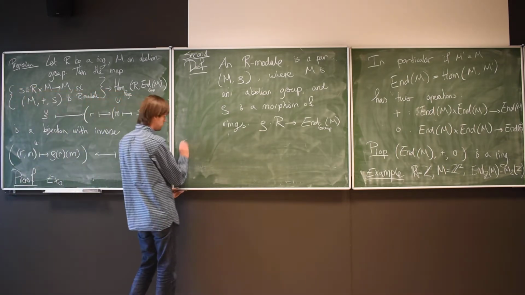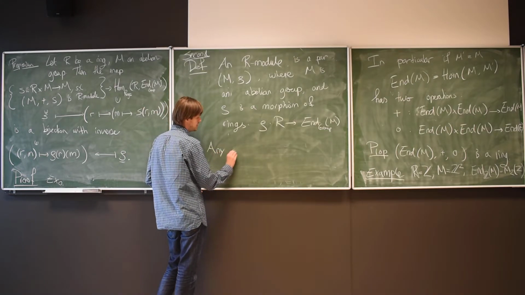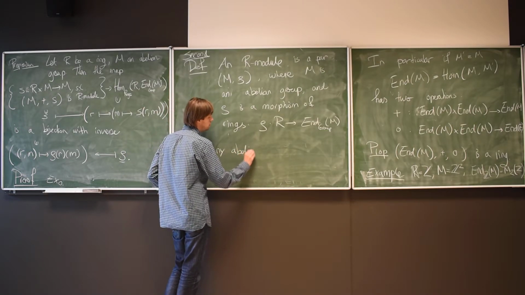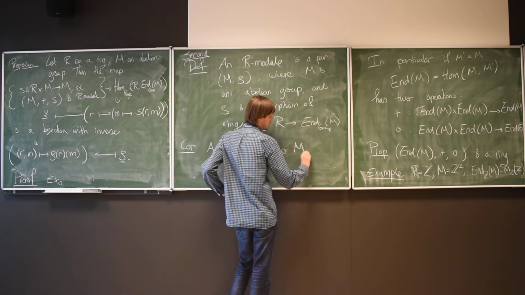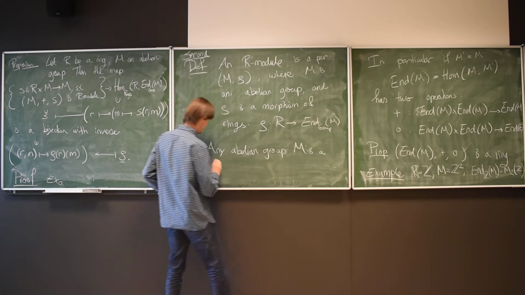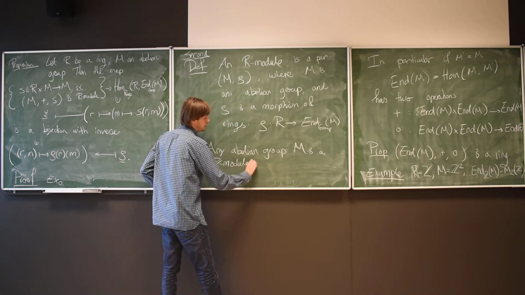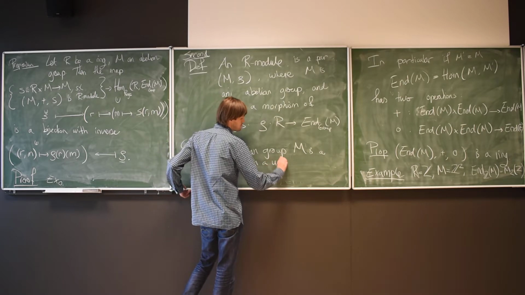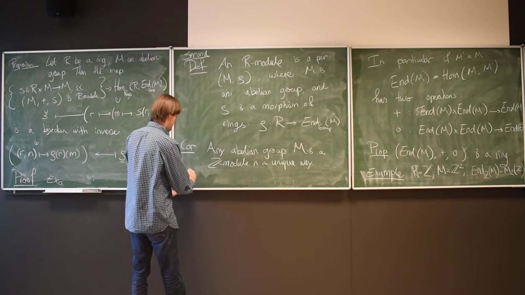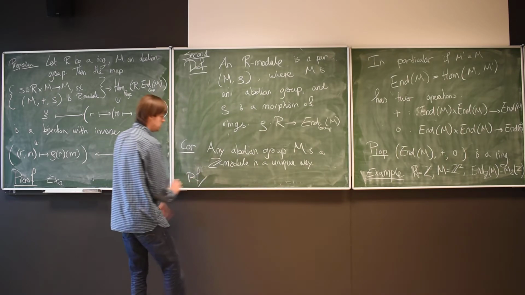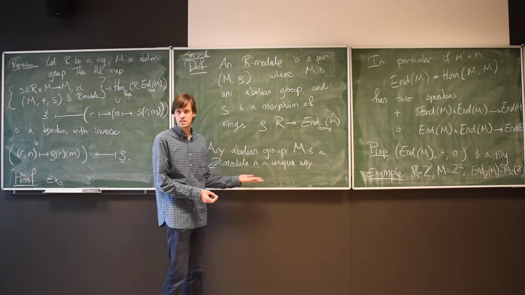Okay, so we get one corollary, and that is that any abelian group M is a Z module in a unique way. And what's the proof? Well, the proof is just, we know that Z is initial in the category of rings.